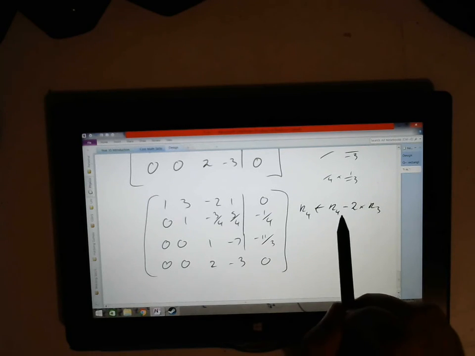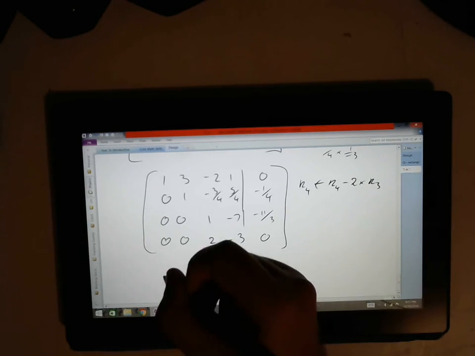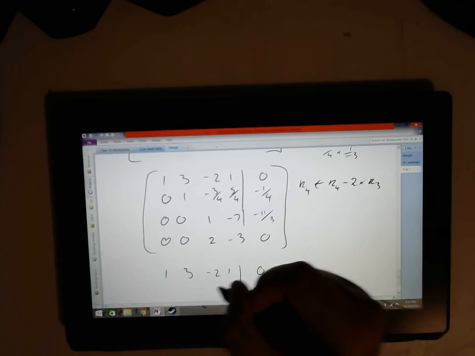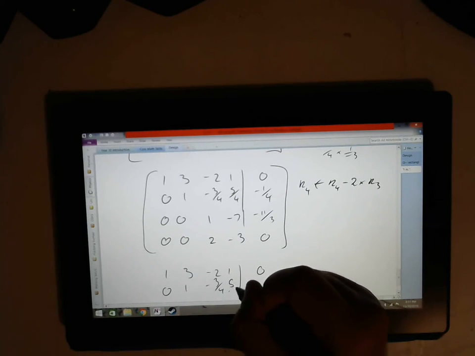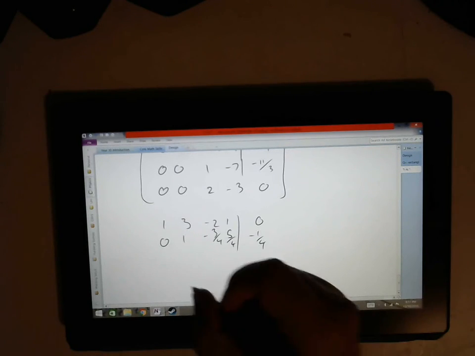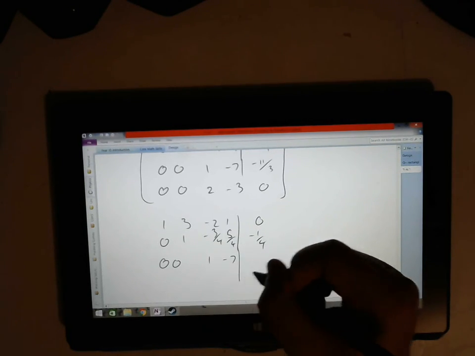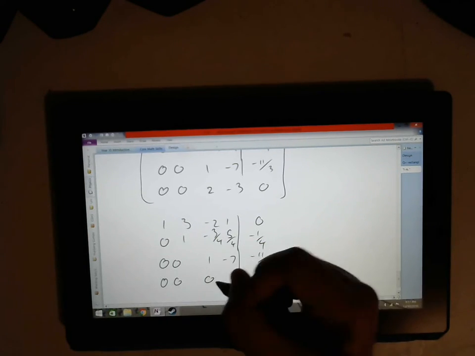2 take away 2 times 1 is indeed 0, which is what we expected. 1, 3, minus 2, 1, 0, 0, 1, minus 3 over 4, 5 over 4, minus 1 over 4, 0, 0, 1, minus 7, minus 11 over 3, 0, 0, 0.